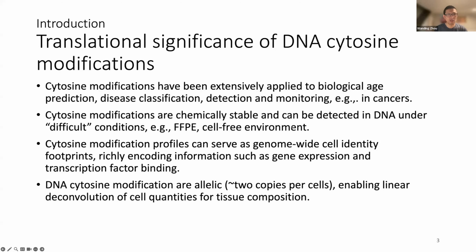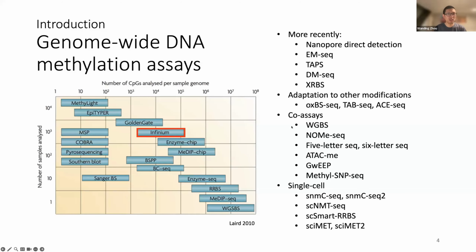And lastly, there is some informatic advantage of studying cytosine modifications in the sense that it has a lytic nature, and hence allows linear deconvolution of cell quantities for studying tissue composition. Over the years, there have been dozens, if not hundreds, of methylation profiling technologies developed, some of them based on antibody affinity, and others based on base conversions or direct detections.